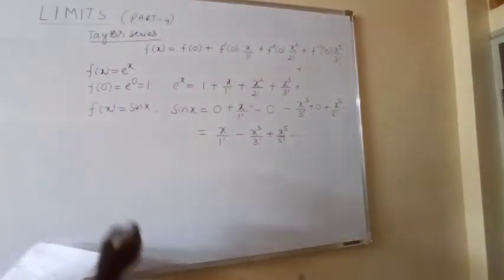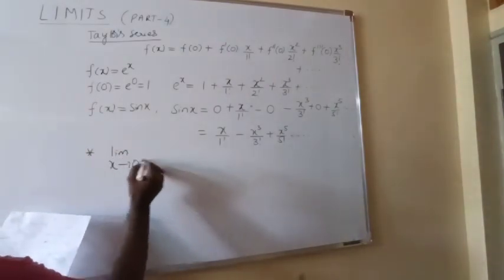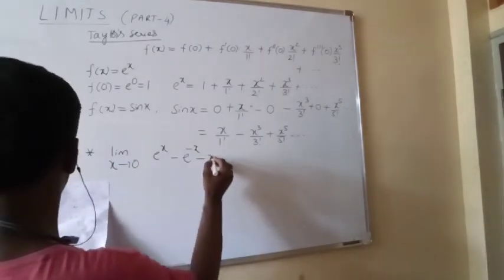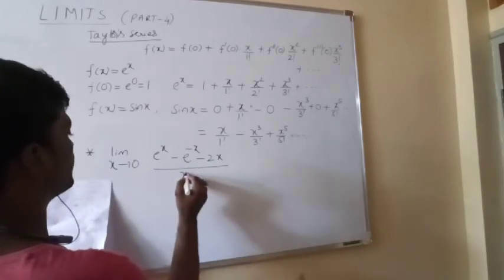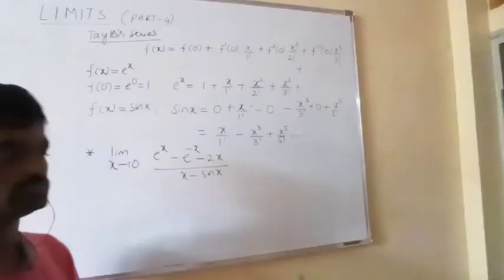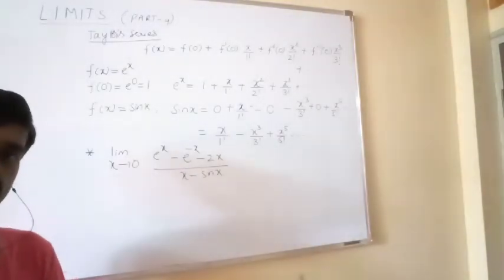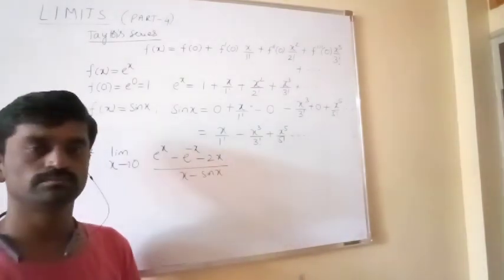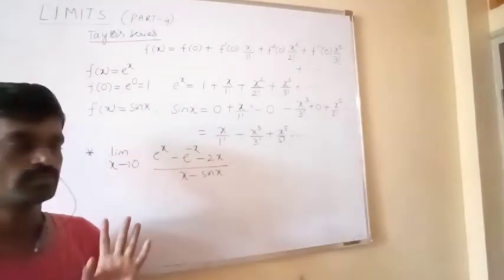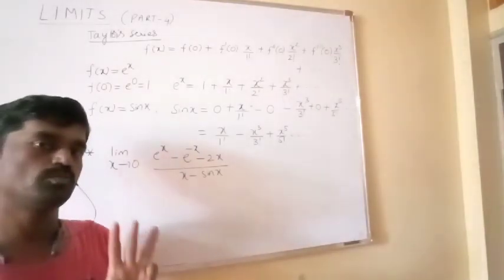Next problem, using these expansions: limit x tends to 0, e power x minus e power minus x minus 2x divided by x minus sin x. Here if you apply the limit, you get 0 by 0 form. Then how to evaluate? Using L'Hospital's rule. To eliminate this 0 by 0 form, we have to differentiate at most 3 times.